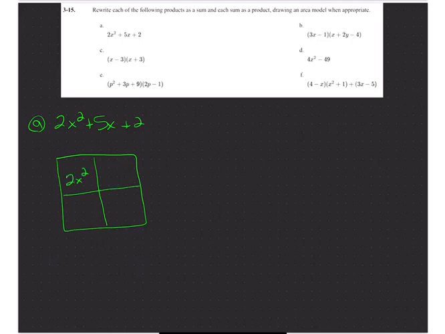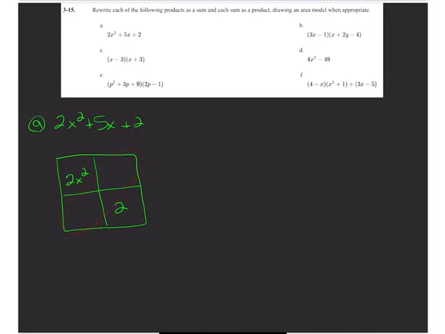So if we start off with A, I'm just going to rewrite it, 2x squared plus 5x plus 2. On this one, we want to write it as an area model, right? I have 3 terms, so I know that my area is going to be a 2 by 2 to give me 4 terms. My first term is going to be 2x squared. My last term is going to be a 2. So now I need to figure out what to put in my diagonal.